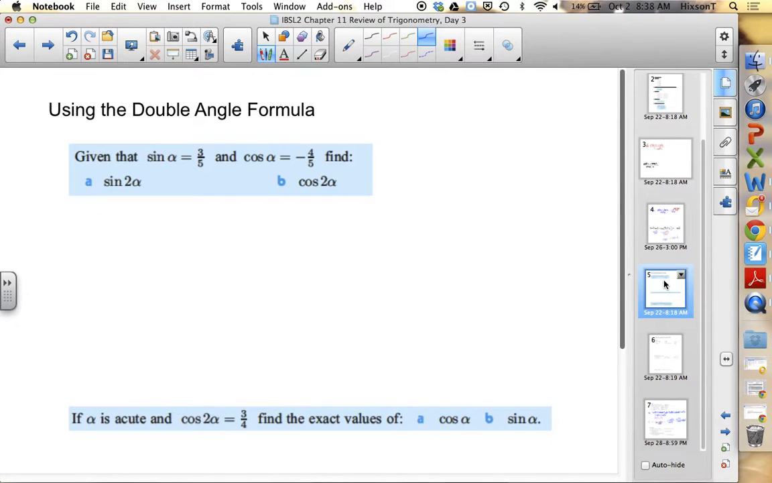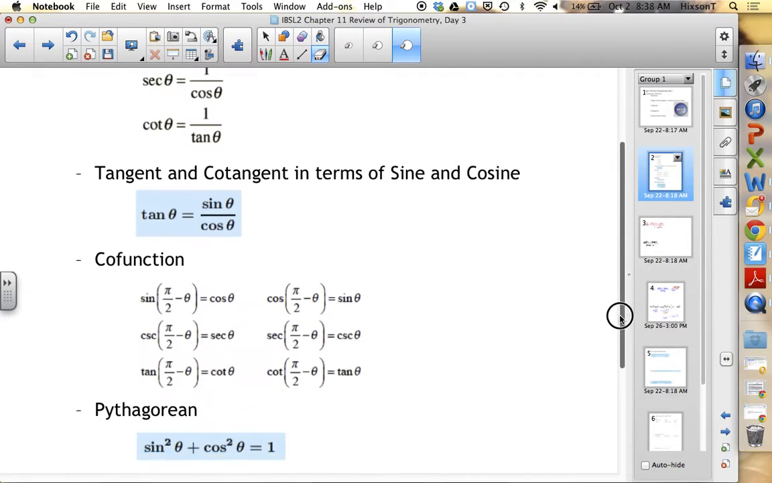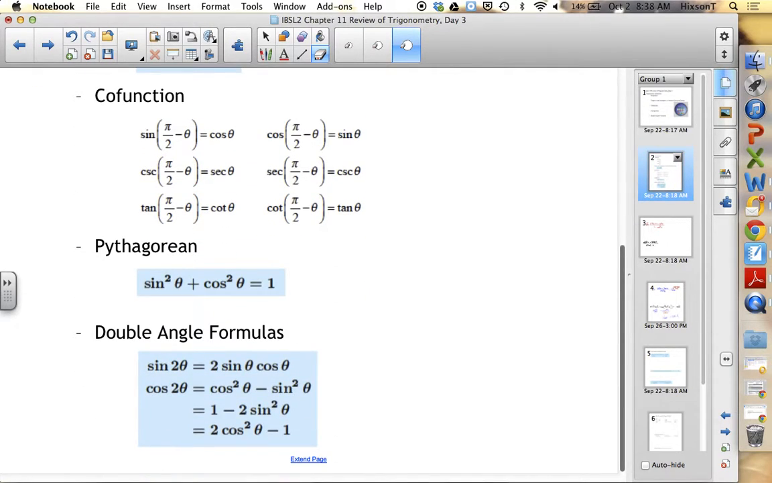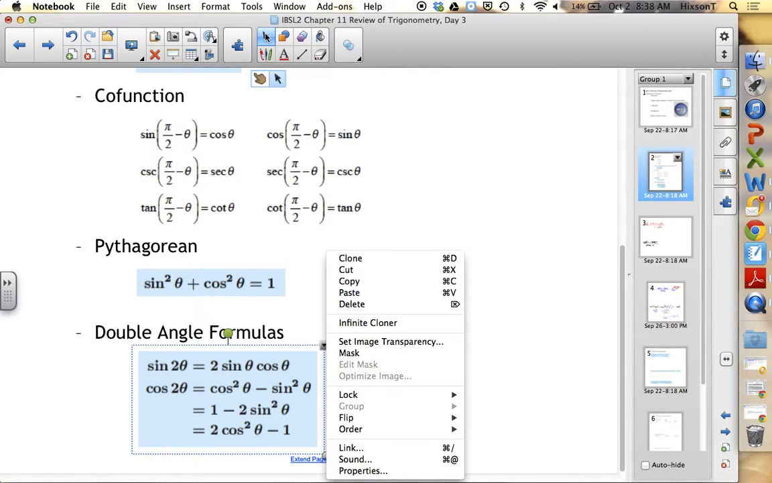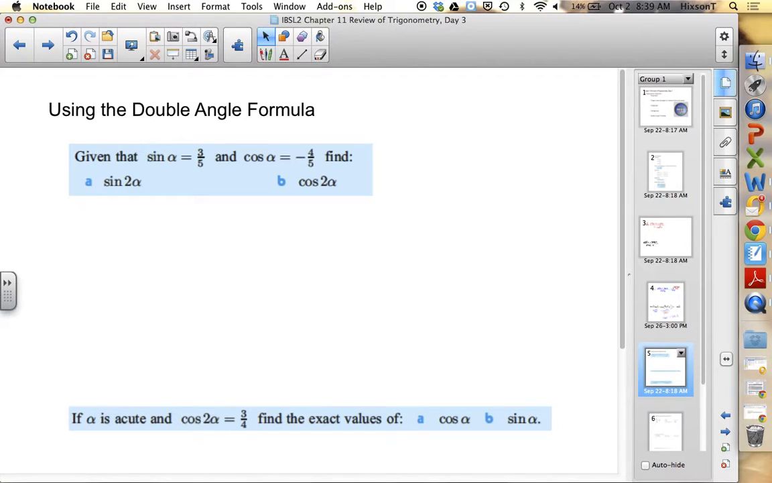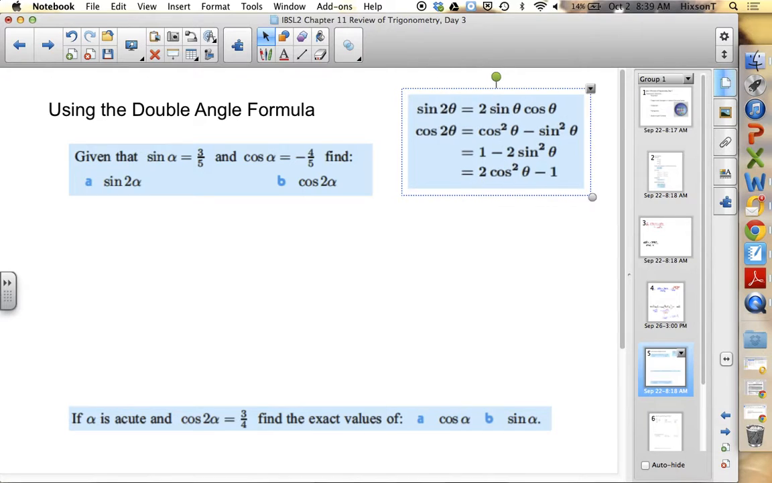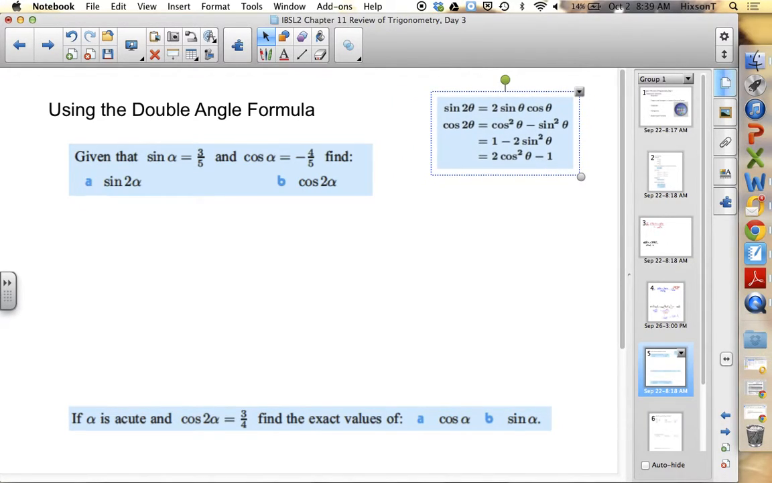So now we have our double angle formulas. And just as a reminder, since we are given these, I'm going to go ahead and copy this over. So we have these handy. Alright, so there's our double angle formulas.